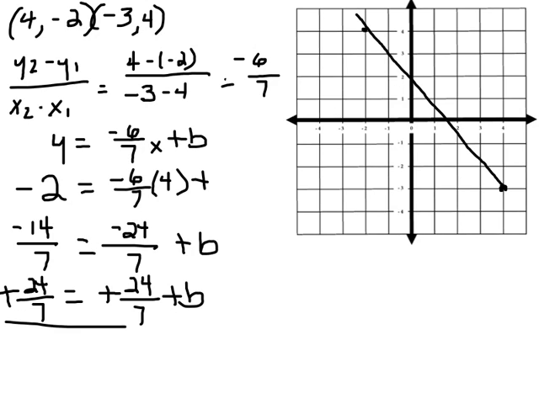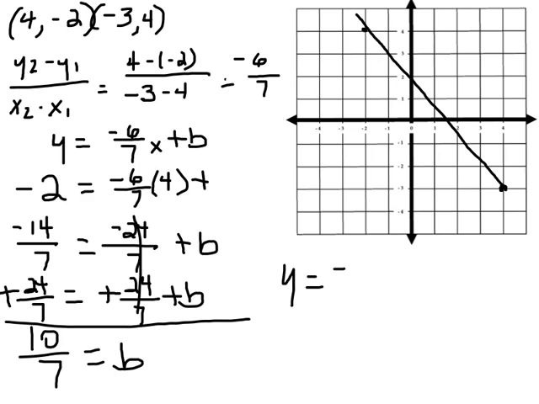Alright, so 24 minus 14 is 10 over 7. This has been eliminated, equals b. So then the full equation of this line would be y equals negative 6/7 x plus 10 over 7. So really not that difficult.